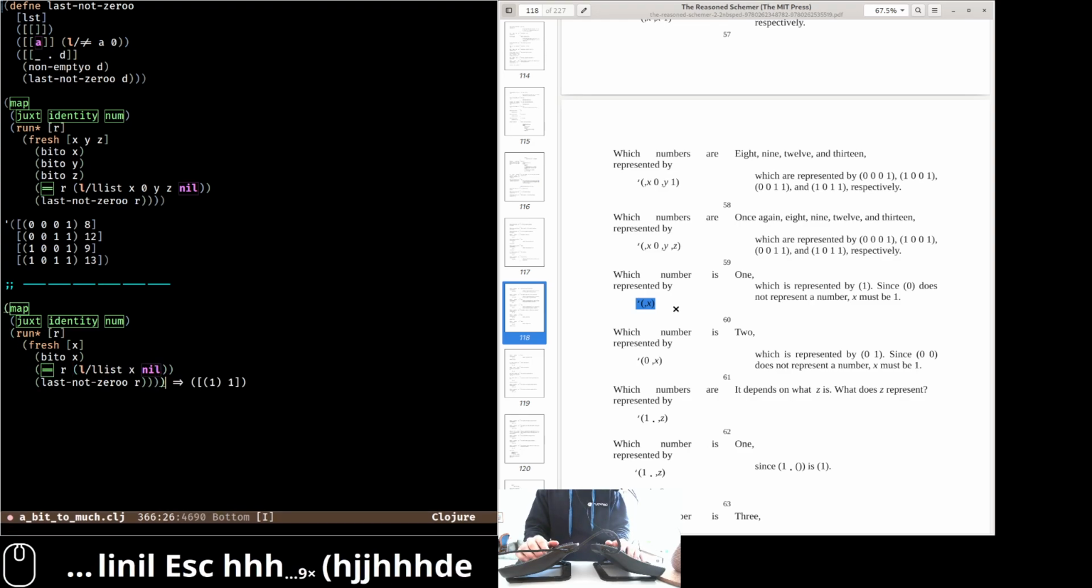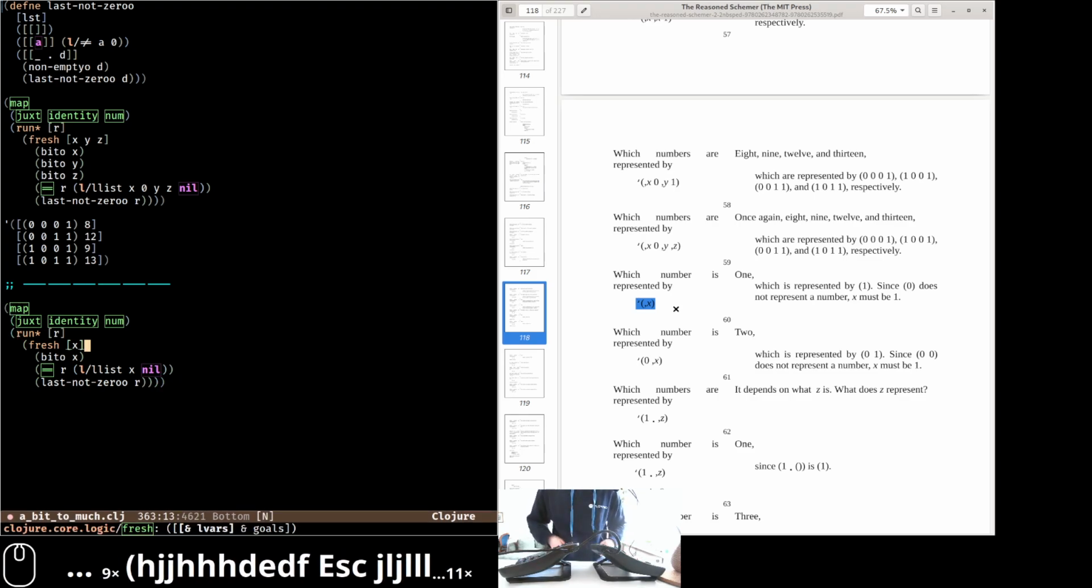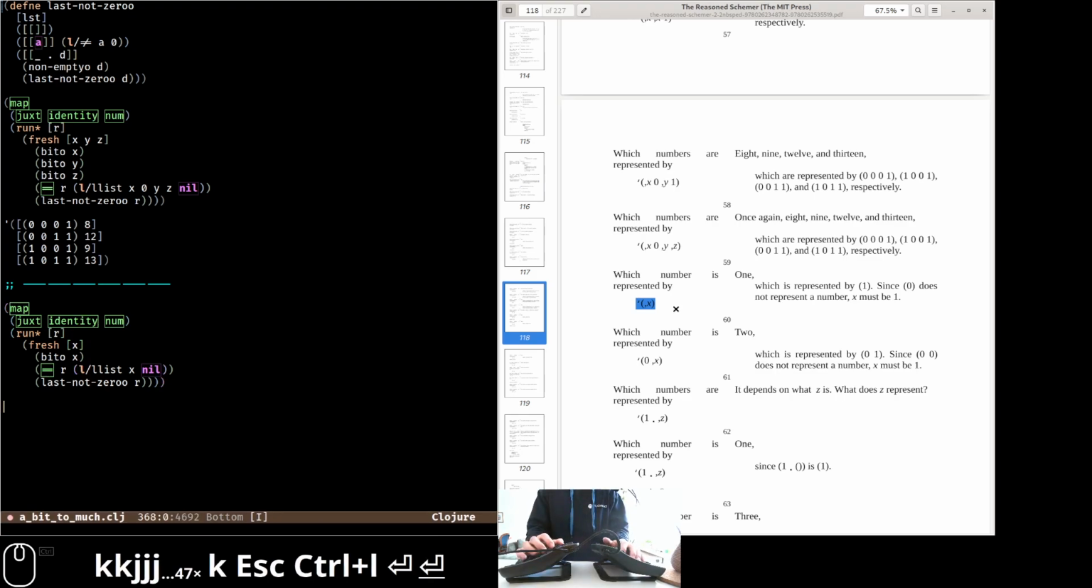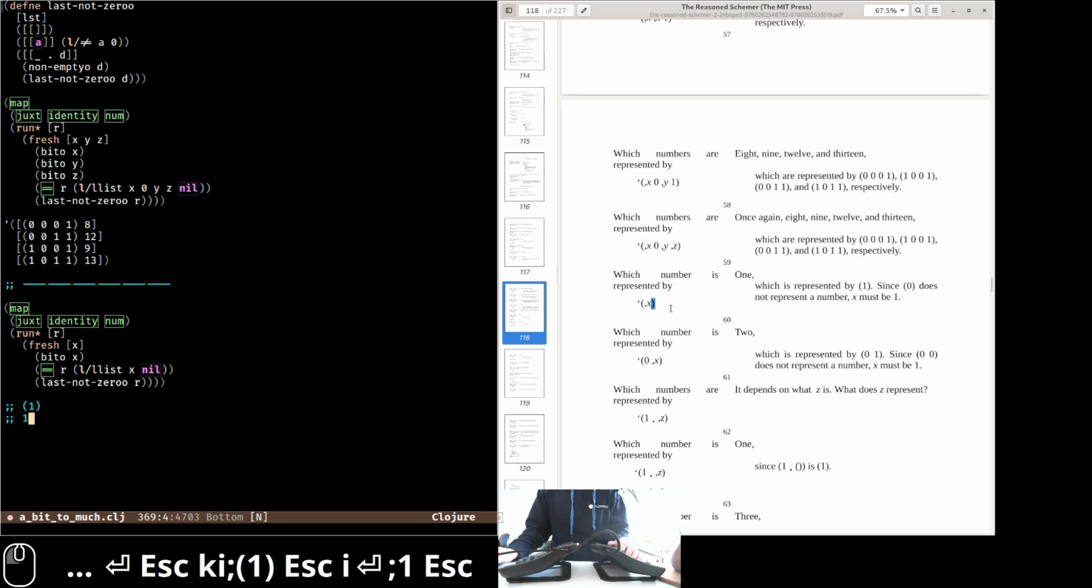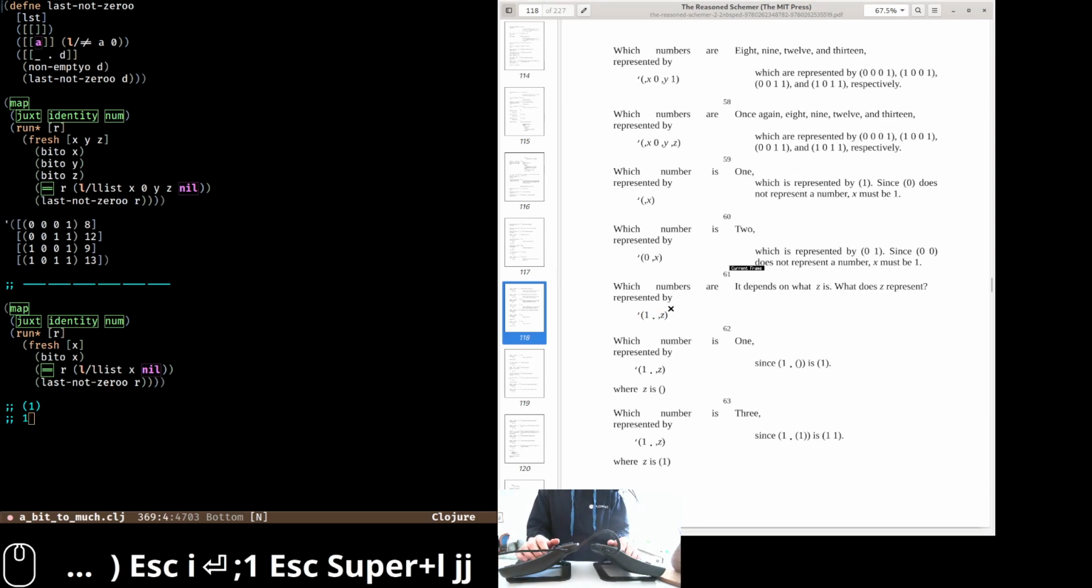Yeah, but there's only one number. So yeah, that's true. Yeah, there's only one. Yeah, only one is possible. That's true. The only possible one is this, and this is 1. So if you have a single bit in a list, it always is 1, because 0 is thrown out.